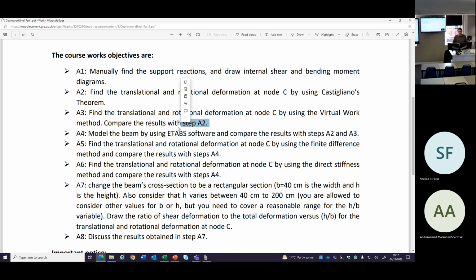So I anticipate, and you should anticipate, that what you have obtained from A2 and A3 would be more or less the same because you're solving one problem. A4, model the beam by using ETABS and compare the result with the steps A2 and A3.